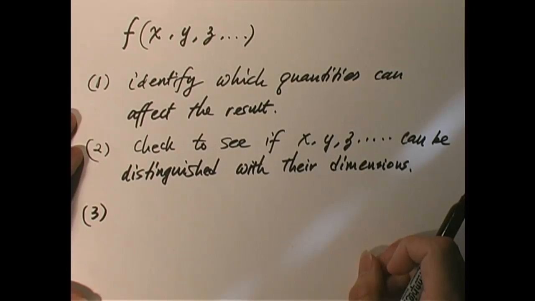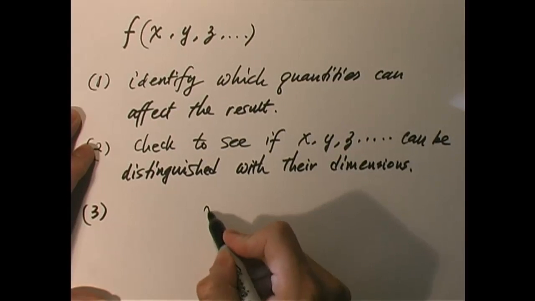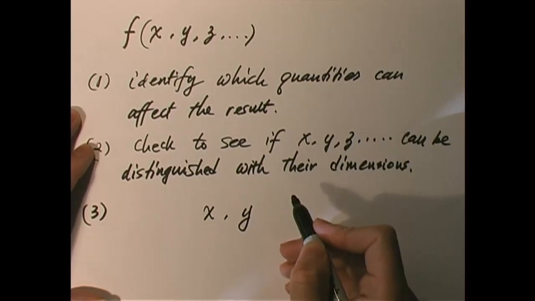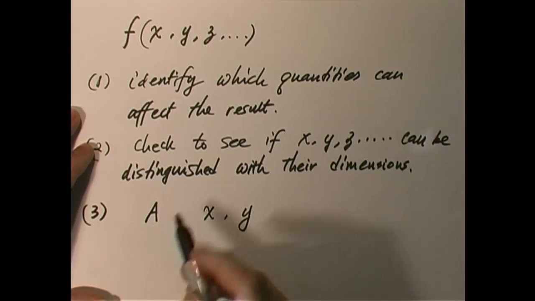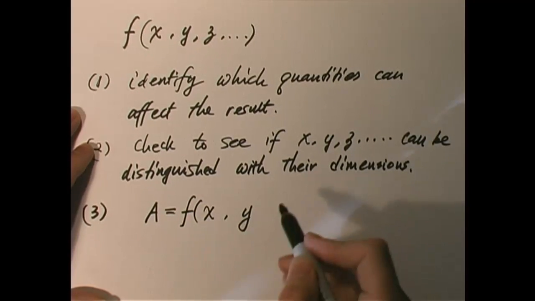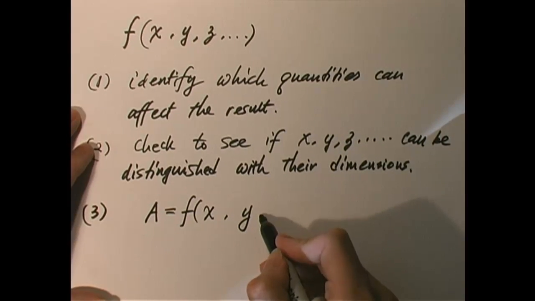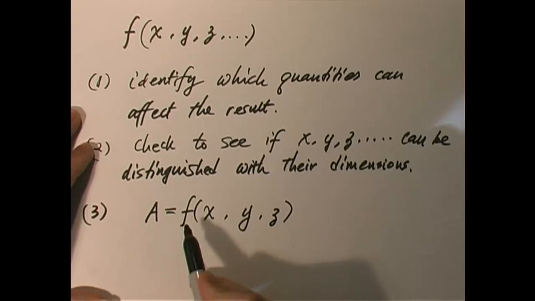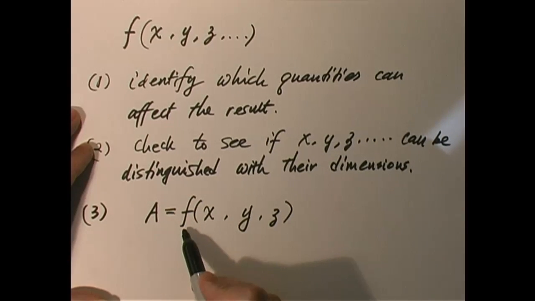Let's say the quantity we're looking for, let's give it a name. Let's say I have x and I have y, and the quantity that I want to find is capital A. A is a function of x and y. For simplicity, let's say just x and y. You can add z if you want to, no problem. And let's add a z. So this quantity A is a function of x, y, and z. I want to find the exact expression of this function.